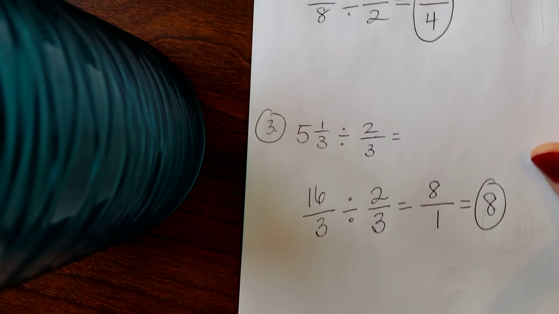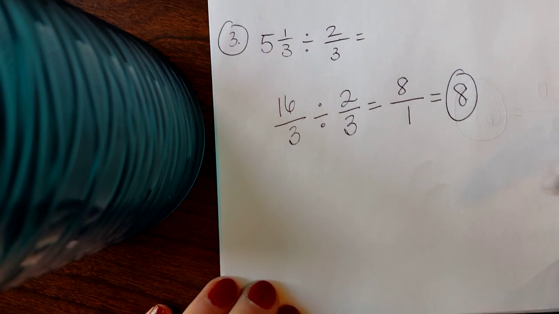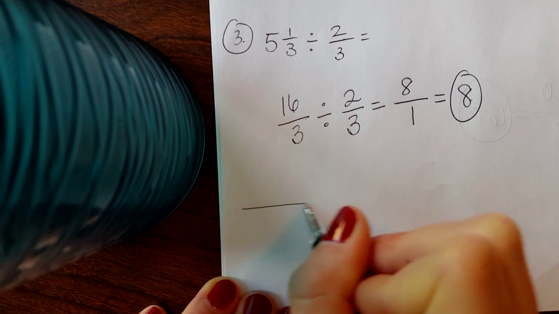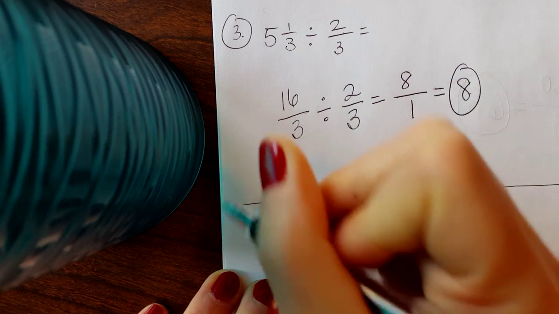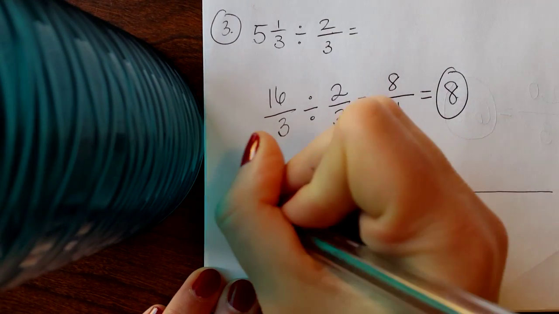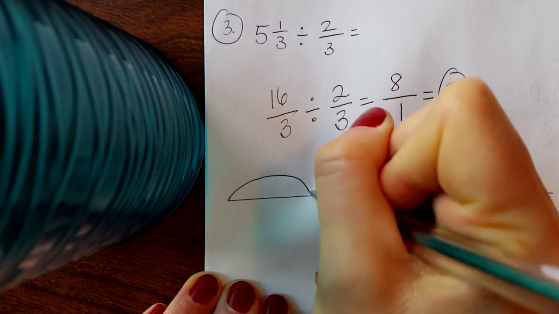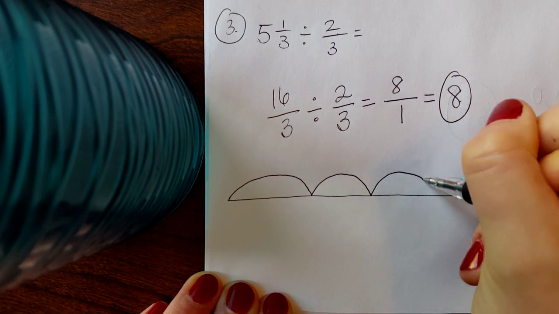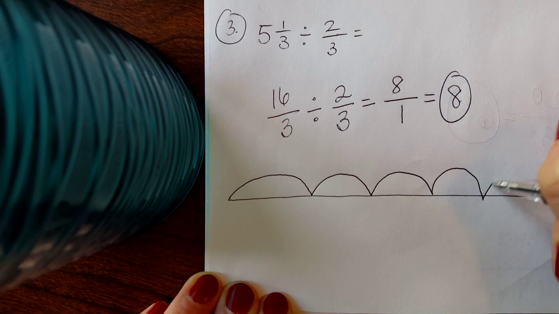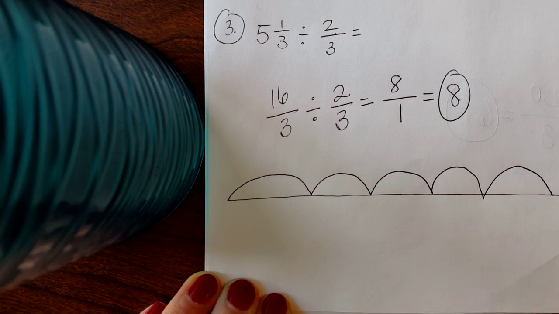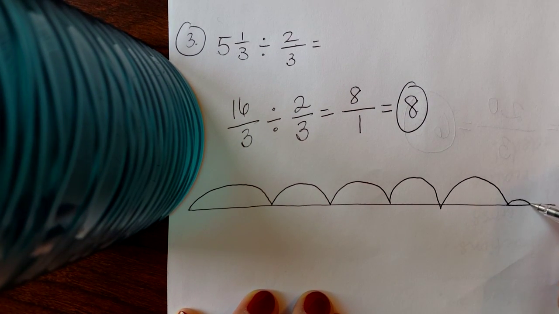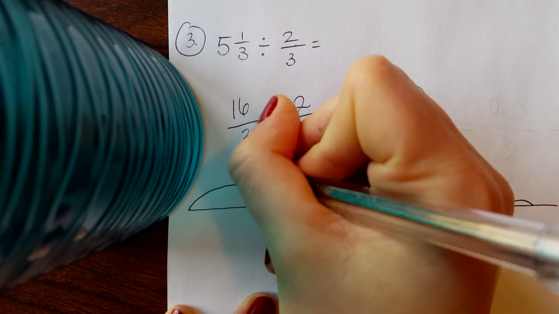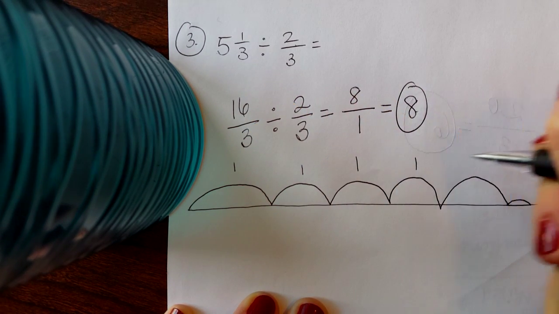This would be a really good one to also model. What we can do is draw our open number line here. So I need 5 and 1/3 first. So let's see if I can get this all in one shot. We've got, let's say, 1, 2, 3, 4, 5, and there's my 5 wholes. Let's put this over here. And then just a third left over here. Remember, this is 1, 2, 3, 4, 5.